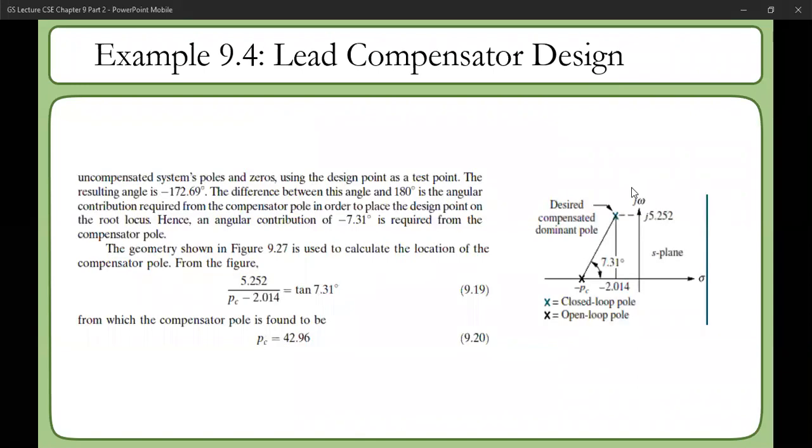Okay, so now what will be the locations of your pole and the zero? As we said, there is an infinite number of solutions. So you have to choose a particular value, assume a location of the zero, and based on that you have to find out the location of the pole. So how can we do that? Let us try to figure out the thing.